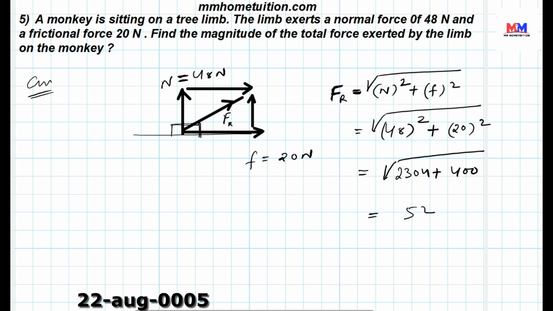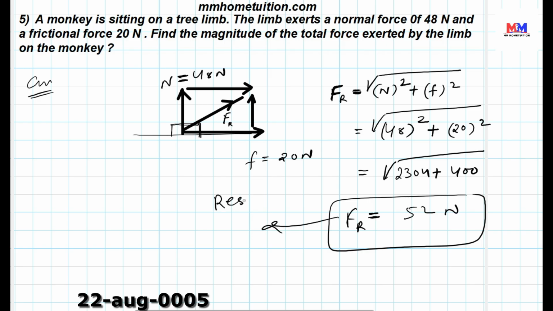So resultant force equals how much? Resultant force equals 52 Newton. That is the resultant force. Resultant force equals 52 Newton.